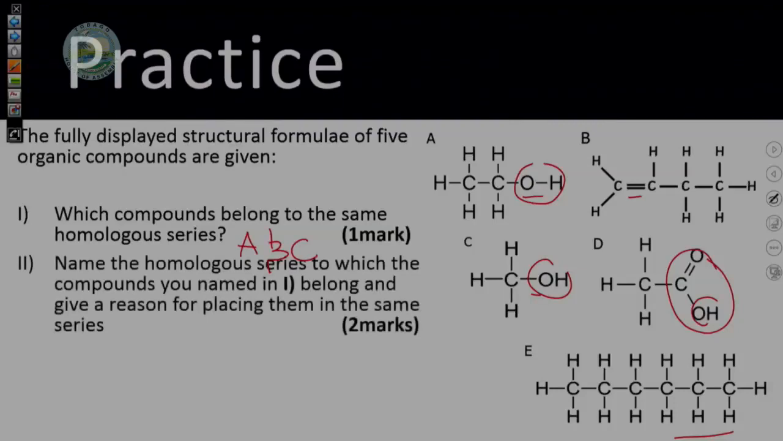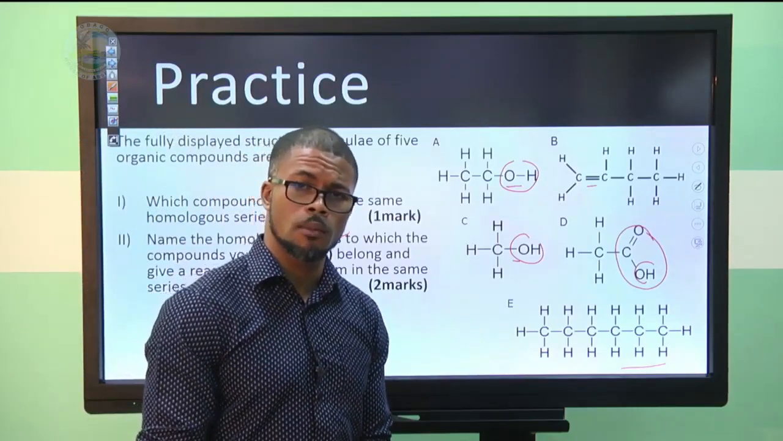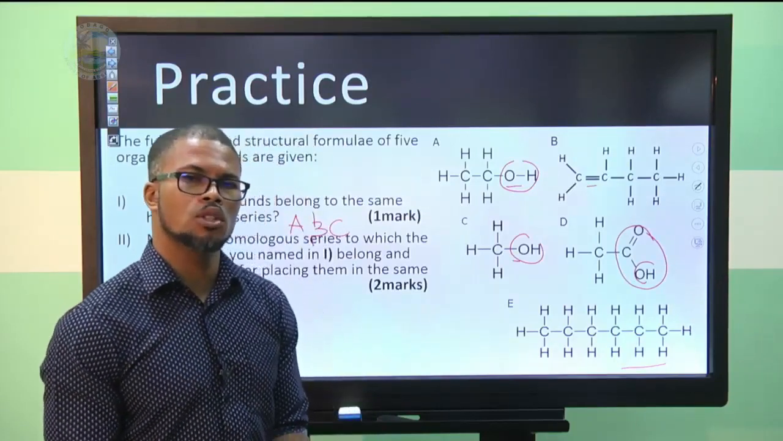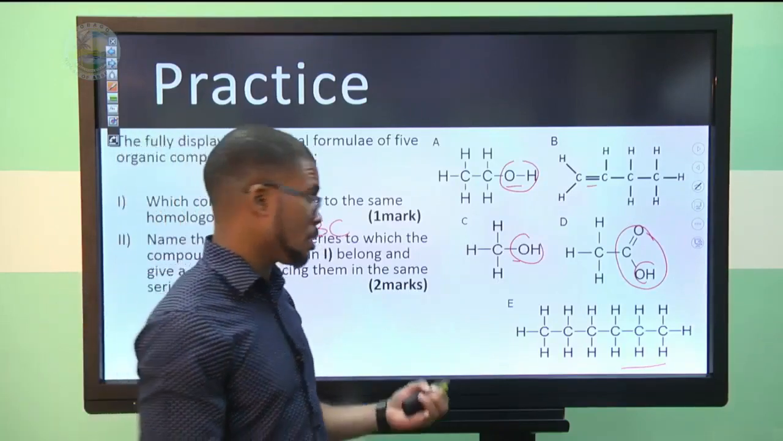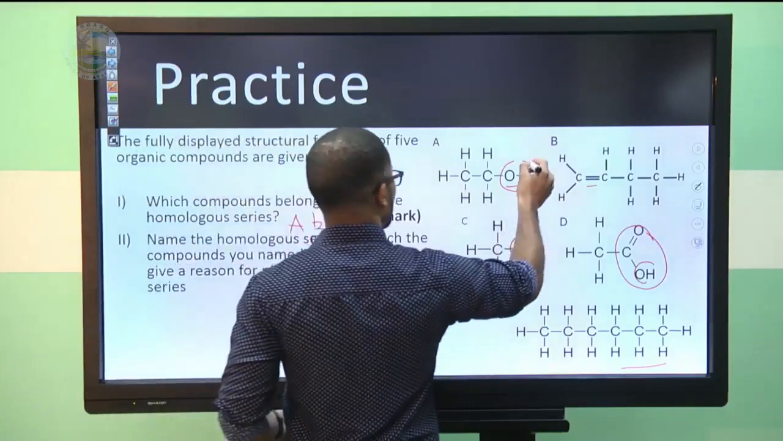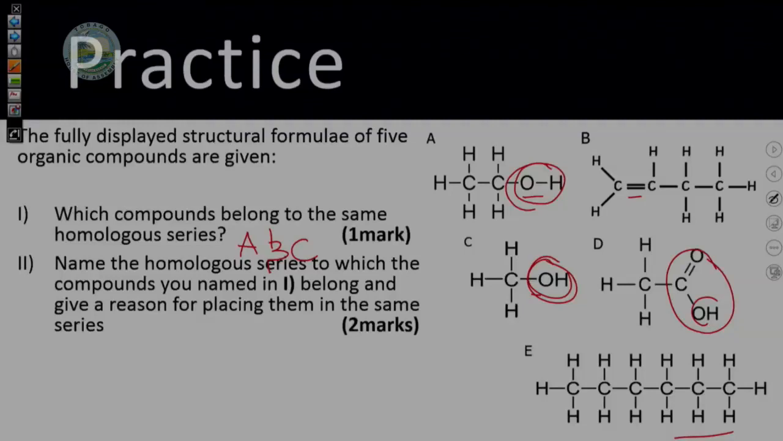moving on from there. Name the homologous series to which the compounds you named in I belong, and give a reason for placing them in the same series. So what is your reasoning for this? They're asking, give the name of the homologous series to which they belong, and what's your reasoning? The reason for putting them in the same homologous series would be because they both have the same functional group. So the homologous series they belong to is alcohols, right?